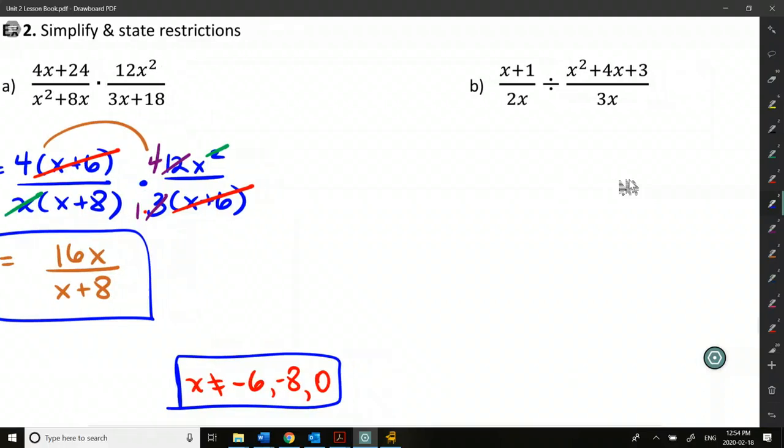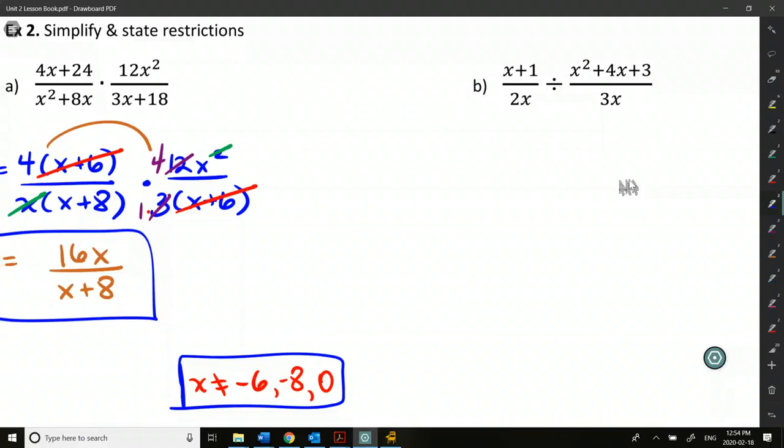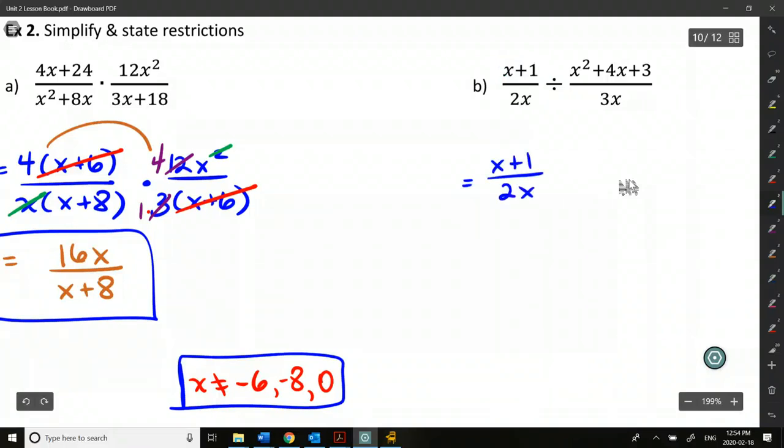Okay, well, let's look at our part B here. Okay, so you're going to go through, we're going to do step number 1. That's factor and common factor everything. So let's take a look at each piece here. X plus 1, there's not really a lot that I can do with that. 2x, that's just a single term. So again, not really much I can do with that. 2 things that multiply to 3 and add to 4. What was that? 1 and 3. X plus 3, x plus 1.